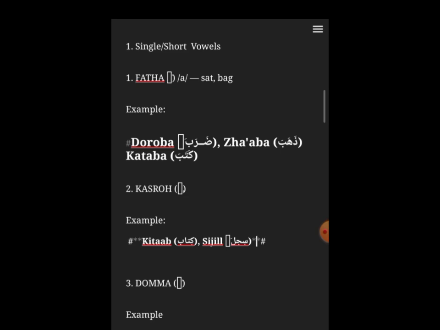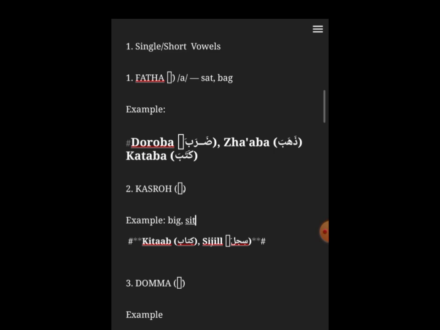You have a letter C, and when you put a vowel, kasra, it gives you C. Sijil. So that's the vowel kasra. The name of the vowel is kasra, and the sound is E. And it's quite simple, just like you have big in English, sit. So why do we say short vowel?